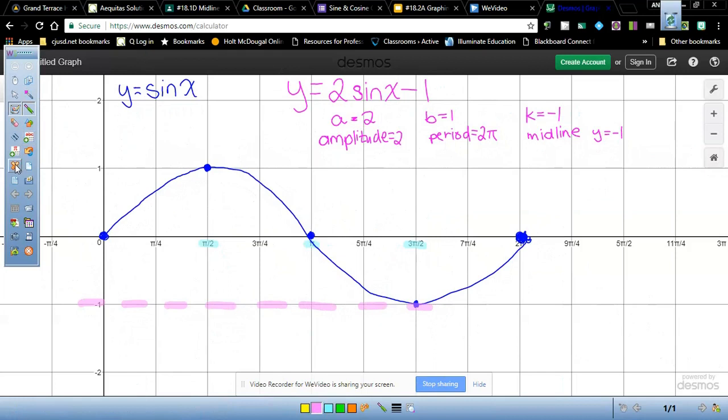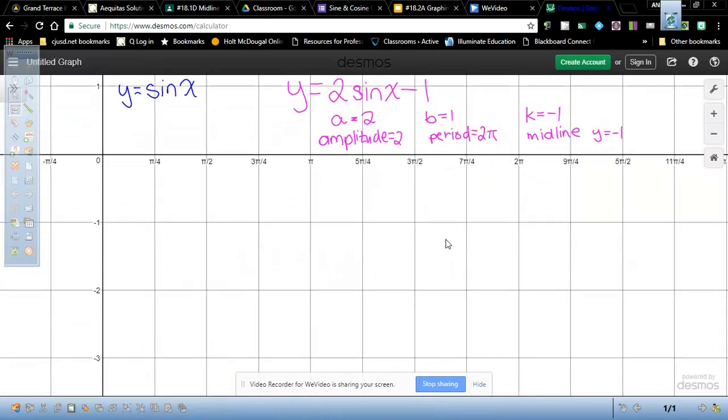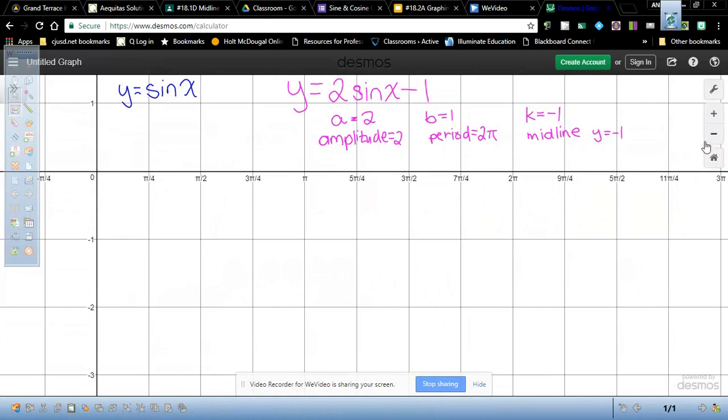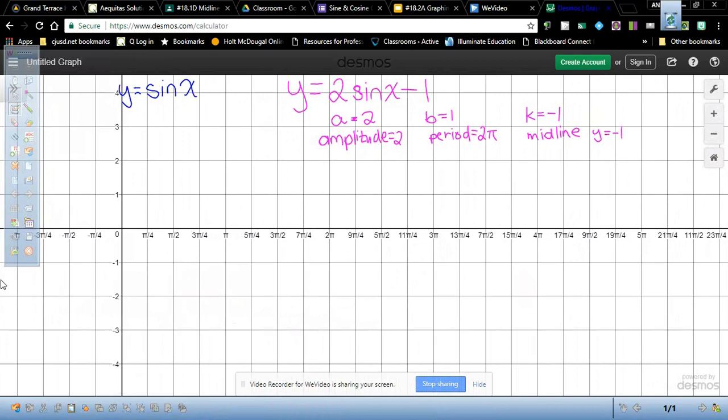So actually I'm going to have to erase the old graph because I need to zoom out. So we won't be able to have the original here, but you can already see that there's going to be a move because the original midline was at 0 and my new one is moved down 1. So let me go ahead and erase some of this so I can adjust my window. All right, now I have enough room to graph.